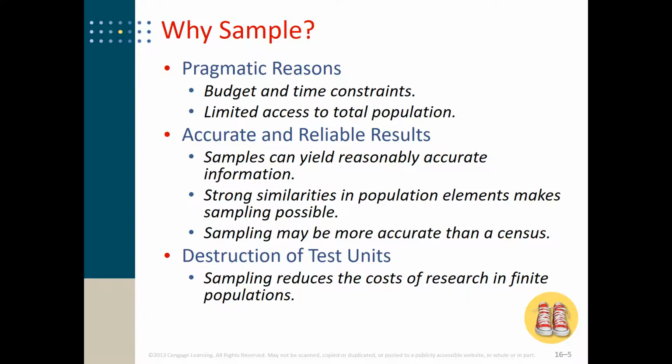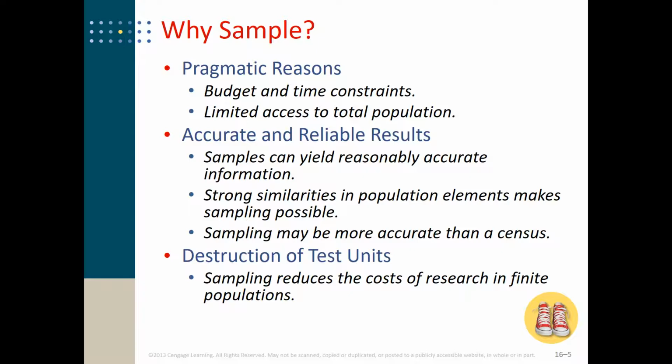Another reason is limited access to the total population. Sometimes you might not have a time constraint or budget constraint. Still, you go for a sample because you do not have access to the whole population. For example, let's say that Ford is going to survey its customers. Definitely they cannot go for the population. They have to go for a sample because some of their customers will not be accessible. Probably they have changed their address, probably they have left the country, or some of them are simply missing. So they will have to use a sample.